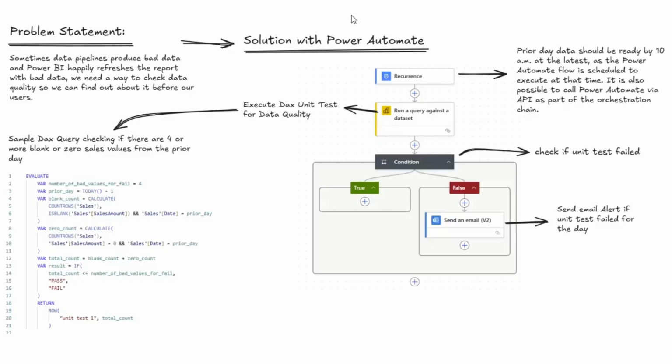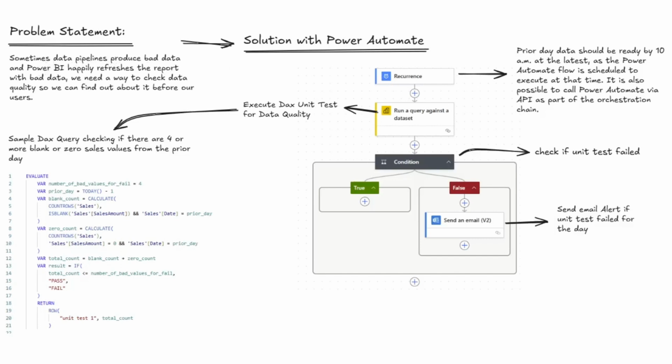So, what is DAX unit testing or unit testing in general? Unit testing is essentially when you're running isolated pieces of code that you expect to produce a result if the code or the data model is working correctly. So, the solution that I built out here is a way of catching bad data.